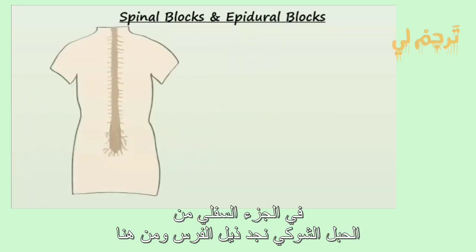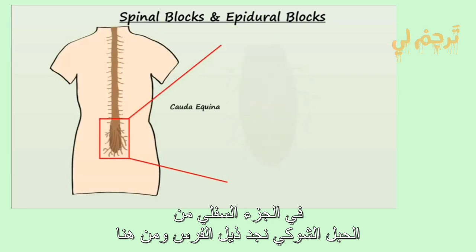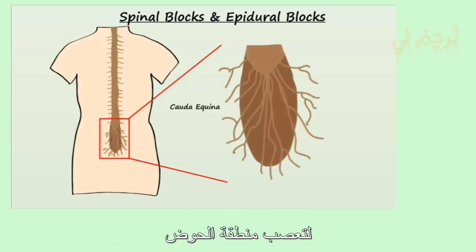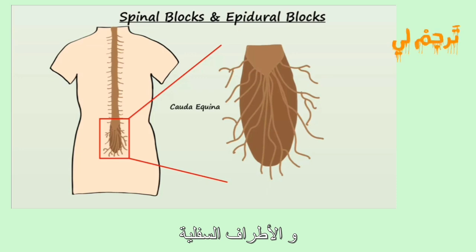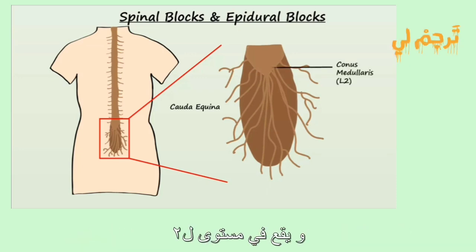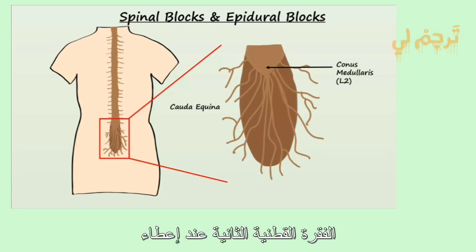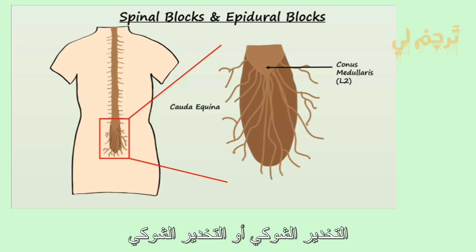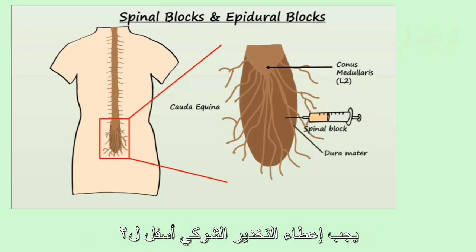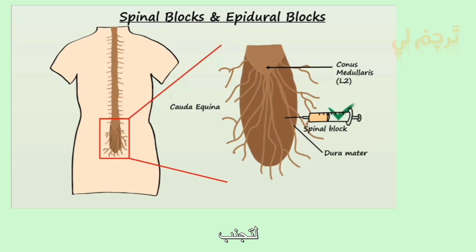At the bottom of the spinal cord, we find the cauda equina. It is here that spinal nerves exit the spinal cord to innervate the pelvis region and lower extremities. The bottom of the spinal cord is the conus medullaris and is located at the level of L2, or second lumbar vertebrae. When giving spinal anesthesia or spinal blocks, the needle penetrates the dura mater and enters the thecal sac. Spinal blocks must be administered below L2 in order to avoid penetrating the pia mater and damaging the spinal cord.